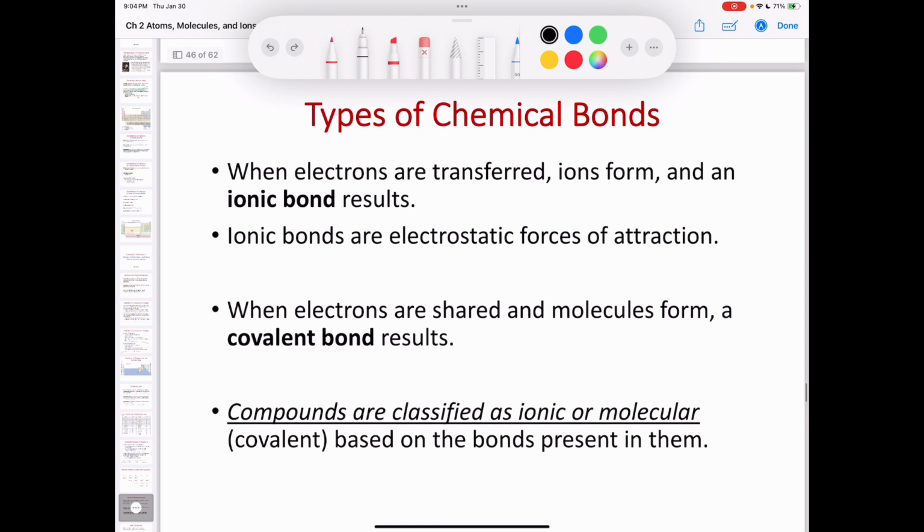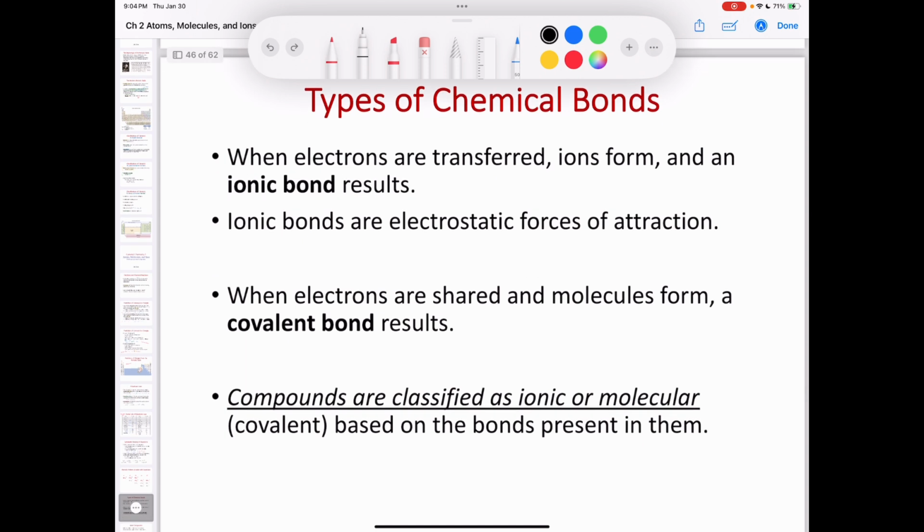All right, so let's talk about the types of chemical bonds that we can form. And there's 2 main types of chemical bonds that we're interested in.